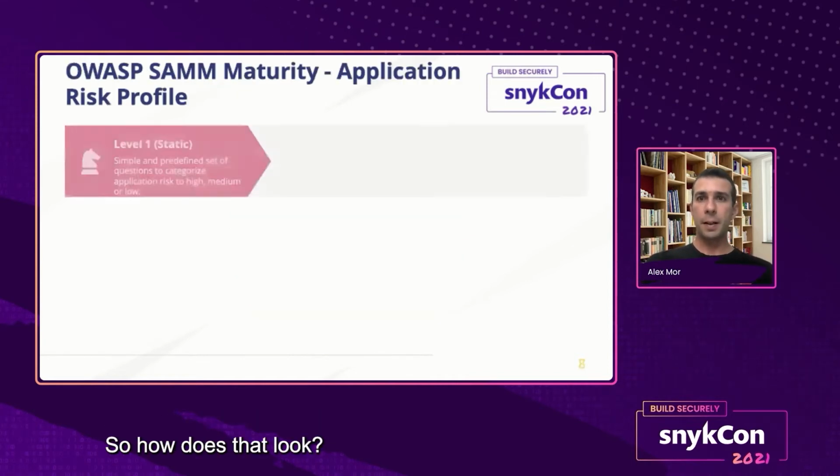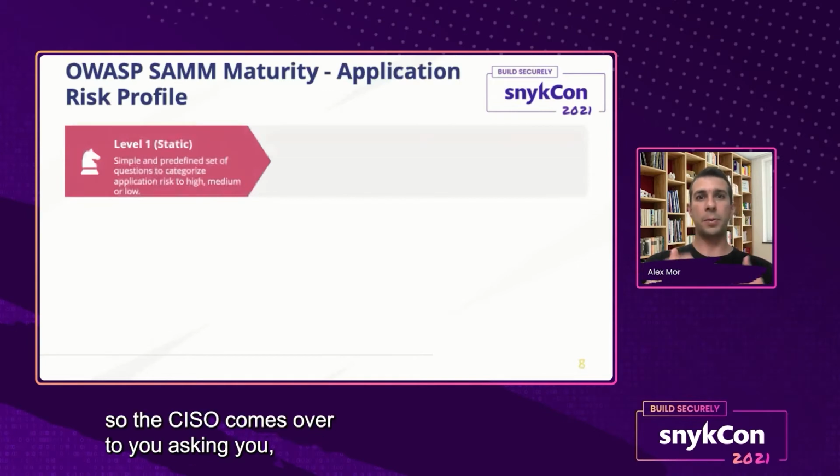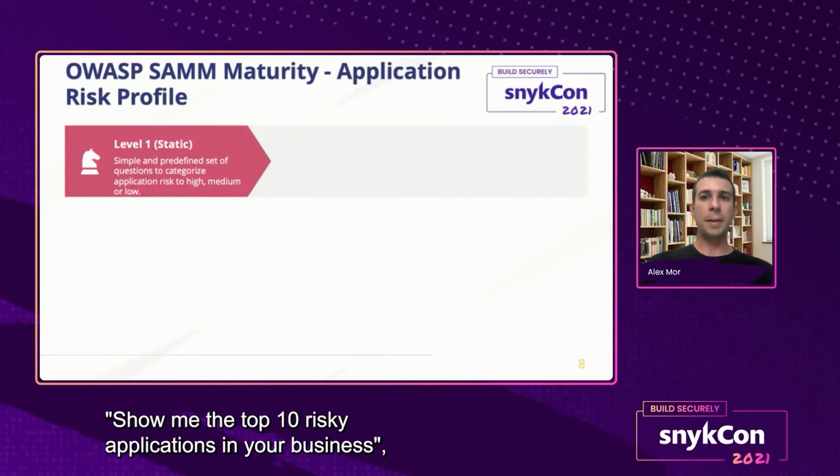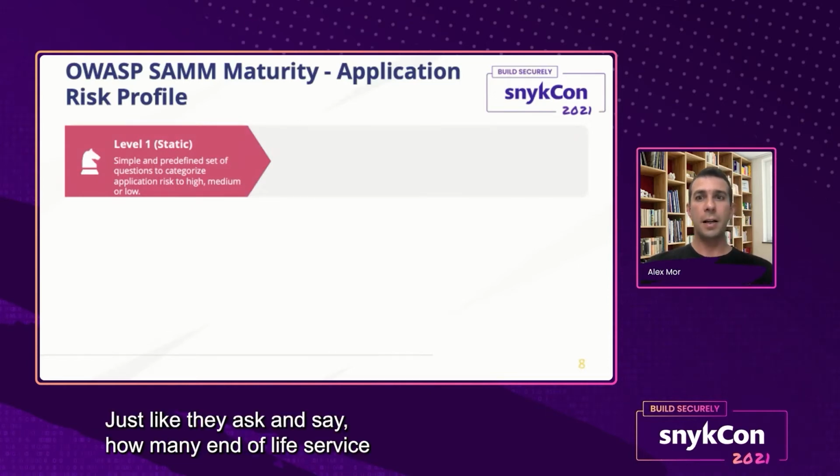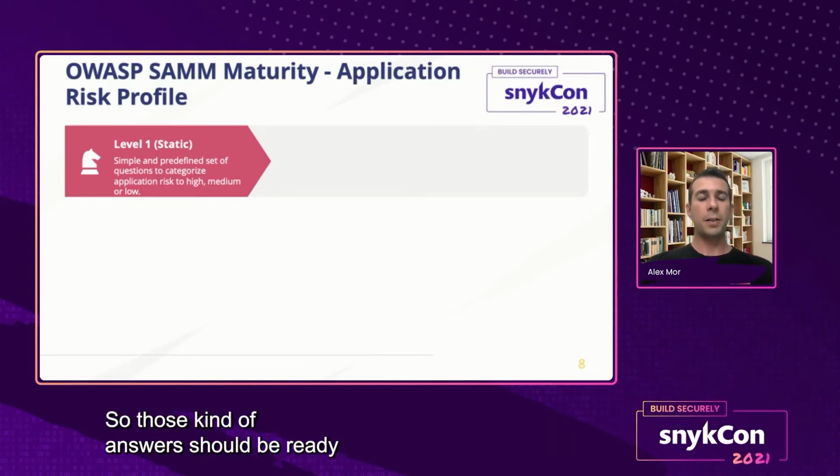So how does that look, right? The system comes over to you, asking, show me the top 10 risky applications in your business, right? Just like they ask, how many end-of-life servers do we have? Those kinds of answers should be ready, prepared for you ahead of time.